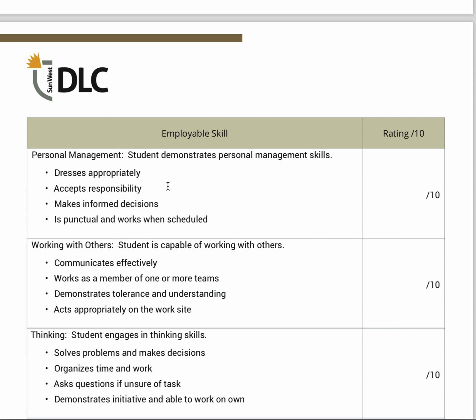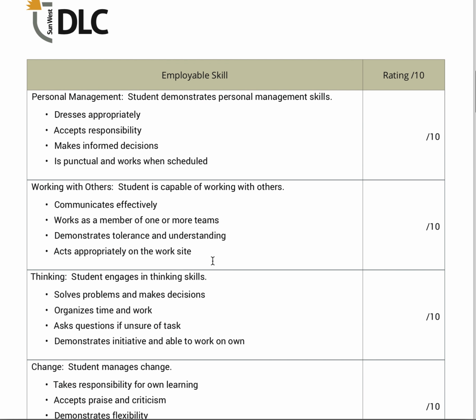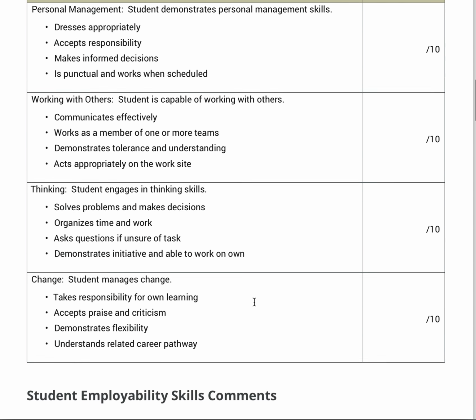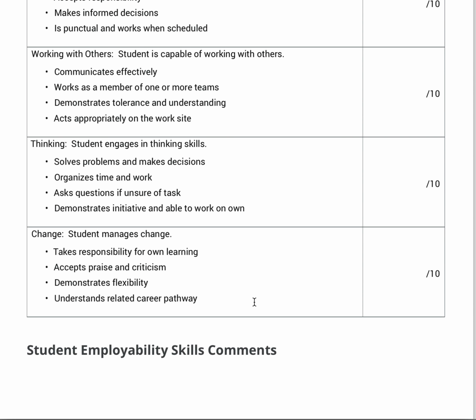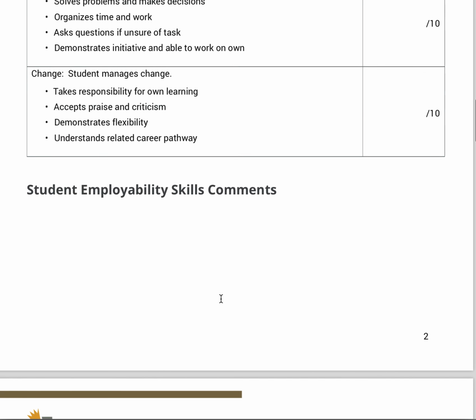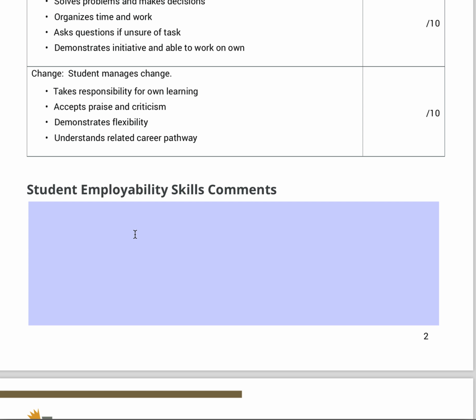The next employability skill is personal management. For example, does the student dress appropriately? Do they make informed decisions? Once again, a rating out of 10. How well does the student work with others? A mark out of 10. The thinking skills for the student. And of course, the last one, change. How does the student manage change? At the very bottom, there's also the employability skills comment box that you can use for any other comments that were maybe useful in describing how the student was working with the supervisor.